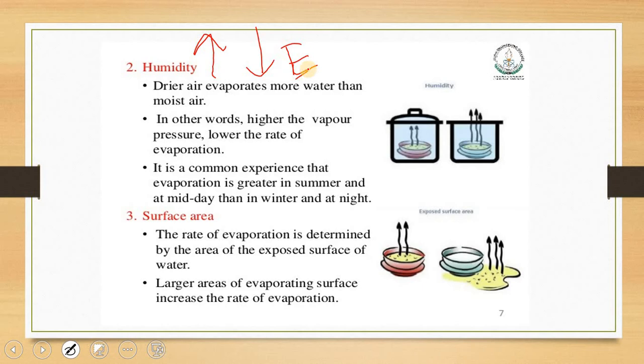So you have another one, the third factor that affects evaporation is the surface area, ataupun luas permukaan. Surface area means the rate of evaporation is determined by the area of the exposed surface of water. This means if you have a bigger area that's exposed to sunlight or heat, for example, the evaporation will also be faster, more efficient, and easier.